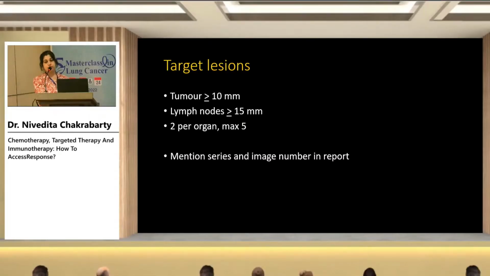Millimeter, lymph nodes of more than or equal to 15 millimeter in short axis diameter are considered as target lesions. Maximum we can use 2 per organ, and a total of 5 target lesions can be used in RECIST 1.1 criteria. And we should make it a point to mention the series and image number in the report.